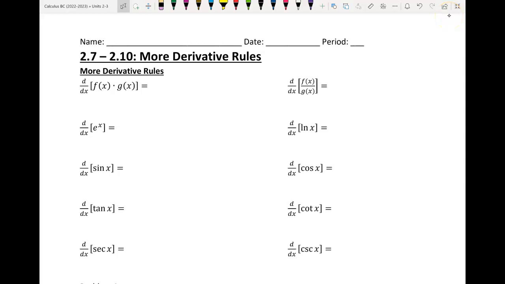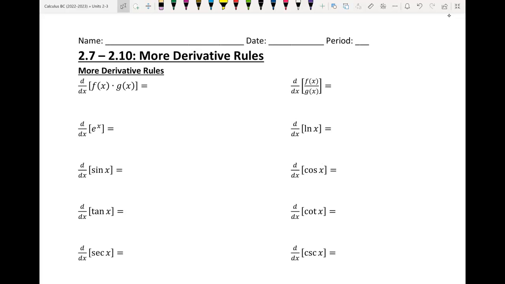All right, everybody, we're going to go over 2.7 through 2.10, more derivative rules. We're just going to fill in each of these derivative rules, remembering from last year what they are. If you want to, pause the video and take some time to try to fill them in yourself, see what you remember, and then we'll go over them together. All right, so we're going to do each of these.